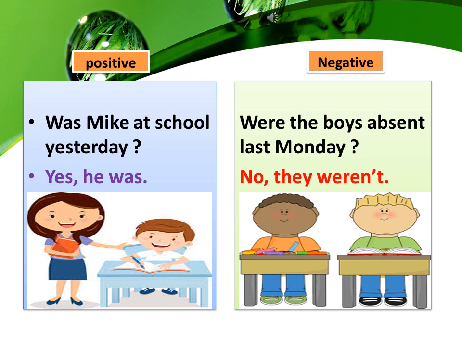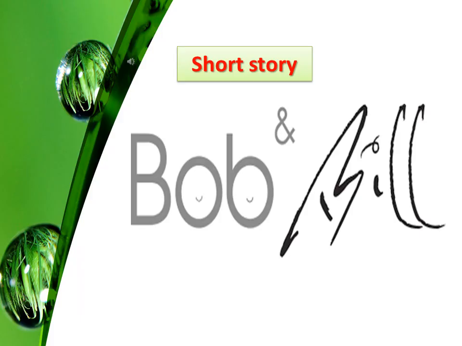Now let's see the answers to the interrogative questions, or short answers. Example: Was Mike at school yesterday? Yes, he was. And if we say no, we say no, he wasn't. We add not for the negative. Example number 2: Were the boys absent last month? No, they weren't. Now we're going to study the simple past in a short story.